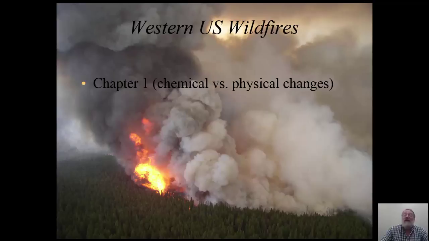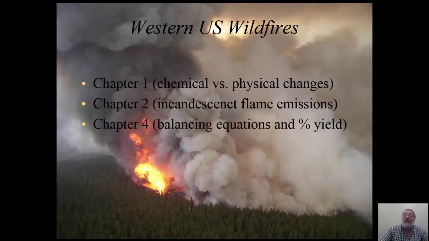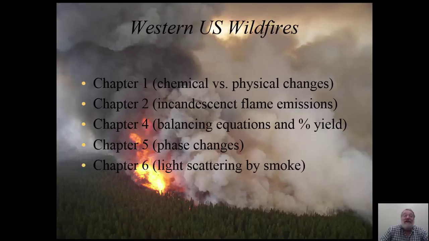In chapter 1, when I talk about chemical versus physical changes, I relate it to wildfires. In chapter 2, I talk about incandescent flame emissions, soot particles glowing. In chapter 4, we write chemical equations that have to do with the combustion reactions, and we talk about the percent yield of reactions, how much of the combustion leads to carbon dioxide and water versus other things. In chapter 5, we talk about phase changes. In chapter 6, we talk about how smoke particles scatter sunlight. And in chapter 7, we talk about heat of combustion.